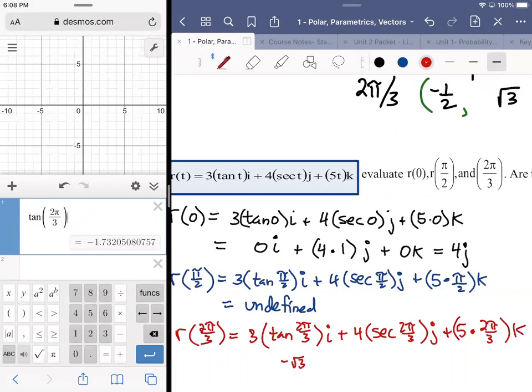So I have the 3 that was already there, multiplied by negative radical 3. That's all coefficient of i. Secant 2 pi over 3, that's the reciprocal of cosine of 2 pi over 3. Cosine 2 pi over 3 is negative 1/2. Reciprocal of that is negative 2.